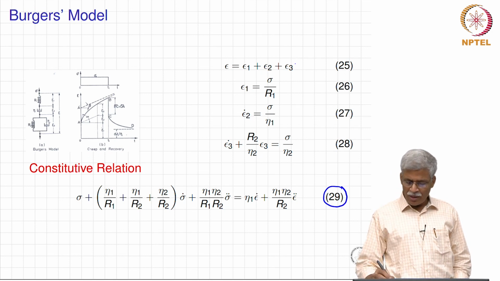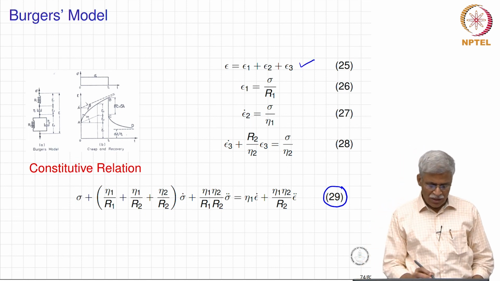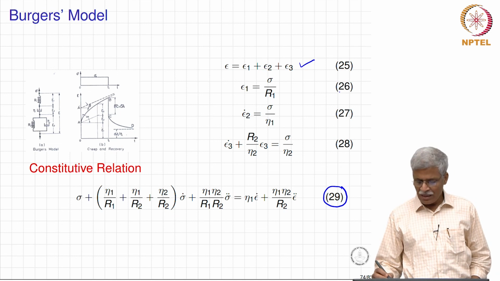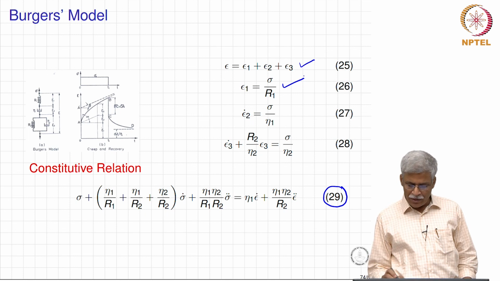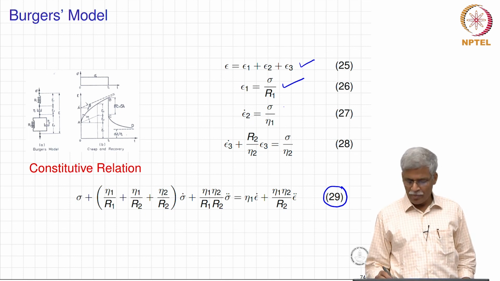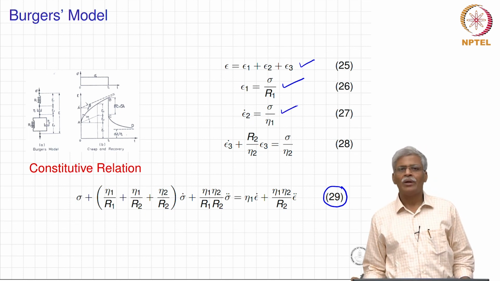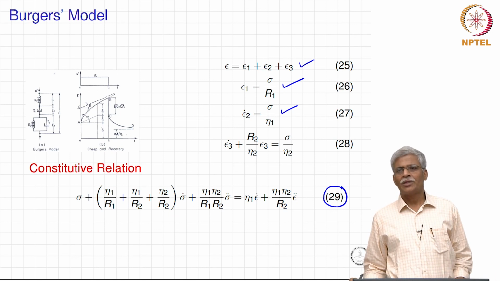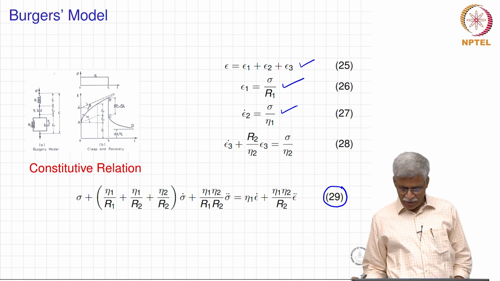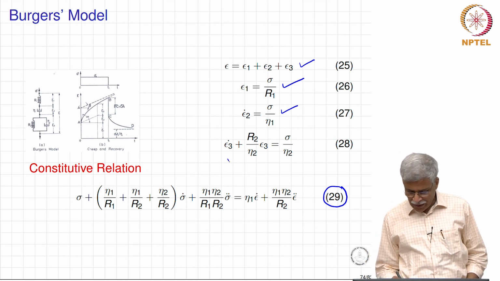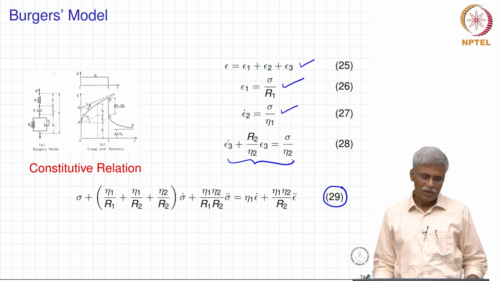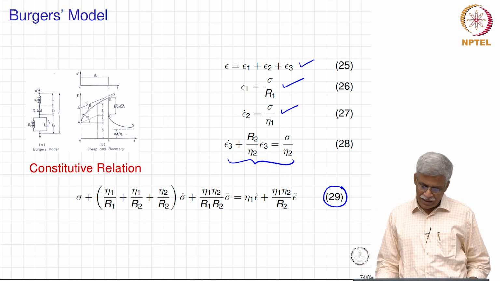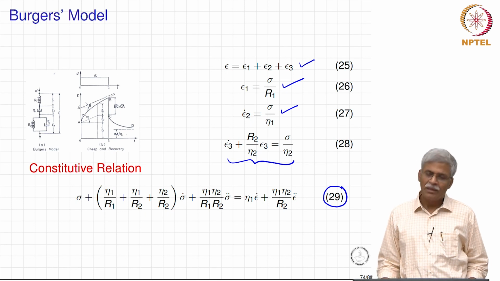So, epsilon is epsilon 1 plus epsilon 2 plus epsilon 3, and here epsilon 1 is nothing but the strain in the lone spring which is given by sigma by R1. Epsilon dot 2 is sigma by eta 1. What we have done here is to write the expression for the linearly viscous damper, and what we have now written here is nothing but the expression for the Kelvin model. So, the Kelvin model is connected in series, so we have straight away taken and written the expression for this.